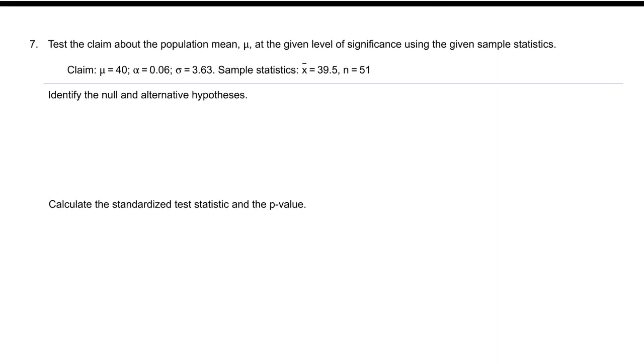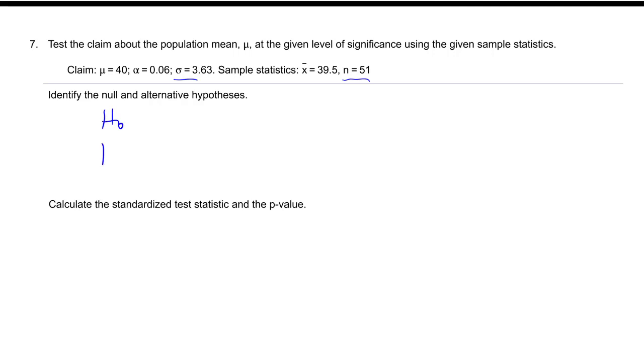Let's go to 7. All right, let's do the whole thing now based on this information. They've given us the claim mu equals 40. They've given us alpha, sigma, x bar, and n. Null and alternative hypotheses. Well, can we do this? They're telling us we can, so we have to assume that we can. Again, the sample is bigger than 30, so we're okay. We're assuming this is random, and they've given us sigma, so we are in line for the z-test here.